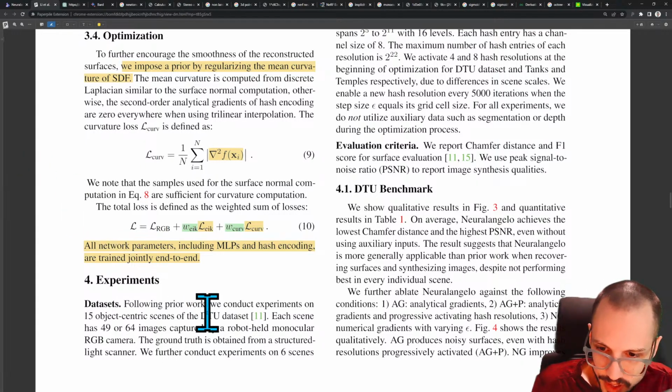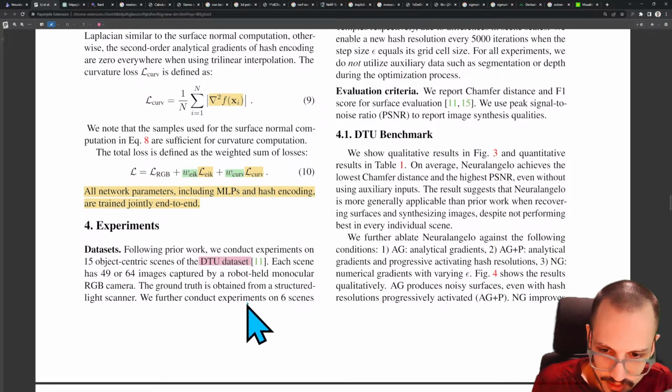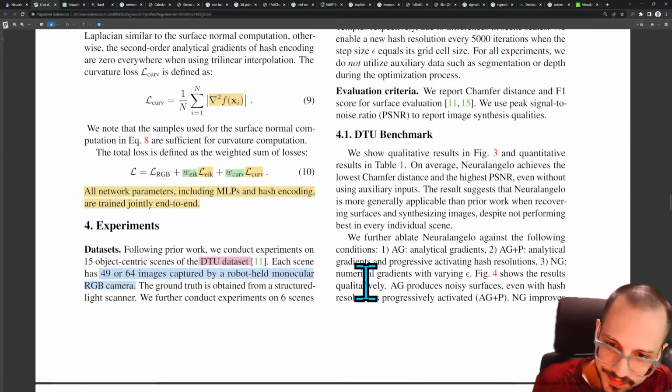Following prior work, we conduct experiments on 15 object-centric scenes of the DTU dataset. Okay, so now they've explained their method, and now they're going into the experiment section, where they're going to basically evaluate how good they are. Each scene has 49 or 64 images captured by a robot-held monocular RGB camera. Okay, so this is a little bit of cheating. Monocular RGB camera means a single RGB camera, but it's robot held.